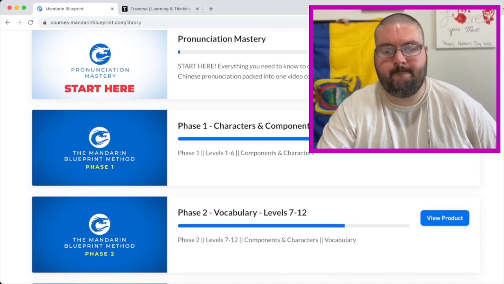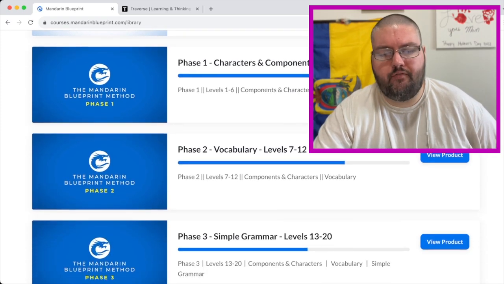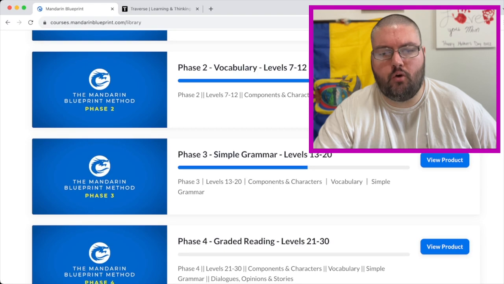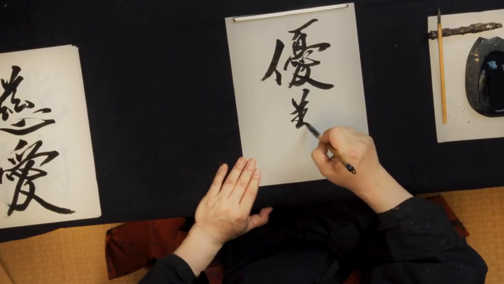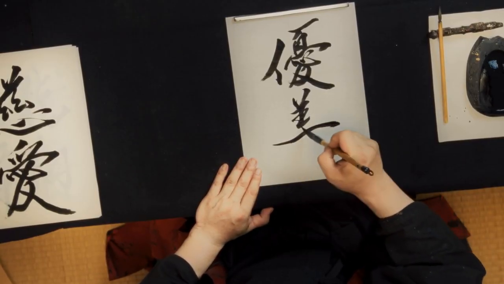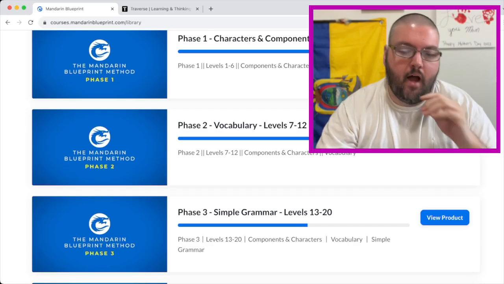I jumped right into phase one, and there's a bunch of phases here. Phase one, phase two, and phase three. These are all for mainly building vocabulary to teach you the components and the radicals. That way you have everything you need to start building all these complex characters. I'm almost through phase three.